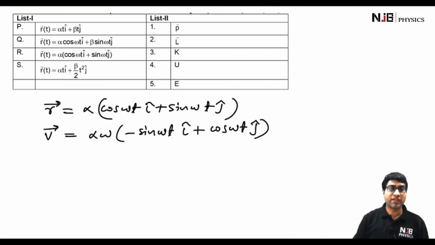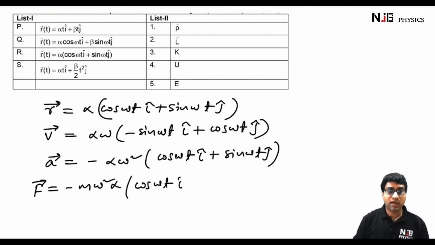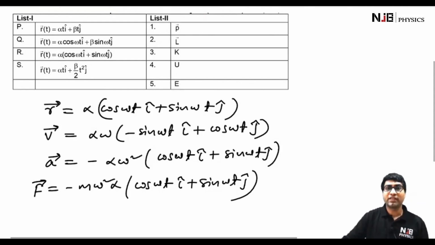And when we again differentiate it, we are going to get acceleration vector as minus alpha omega square times cos omega t i cap plus sine omega t j cap. I have taken the minus sign outside this bracket, so that is how it is going to look. And the force vector will be equal to mass times acceleration, so it is minus m omega square alpha times cos of omega t i cap plus sine of omega t j cap. So you can see that the external force is non-zero, and therefore the linear momentum is definitely not going to be conserved.